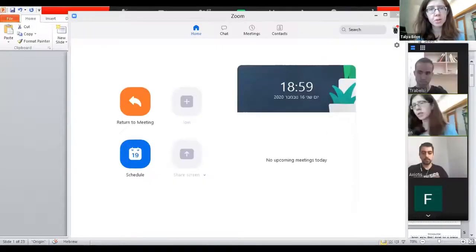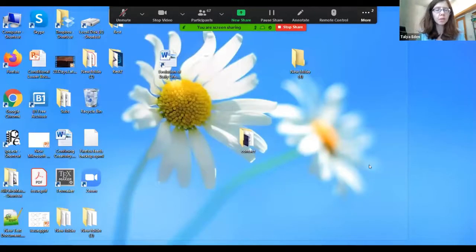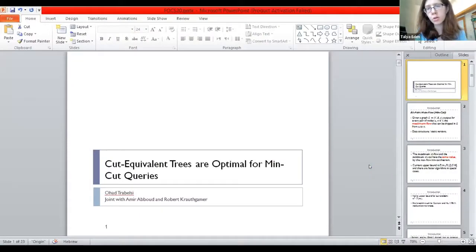You can get ready for the next talk by Ohad Trabelsi about cut equivalent trees which are optimal for min cut queries. Okay, so let's wait a minute to start.